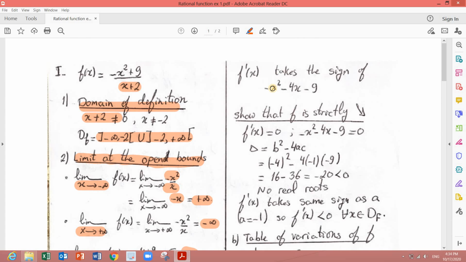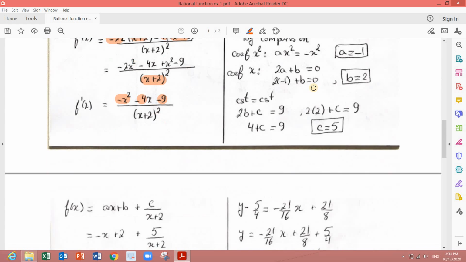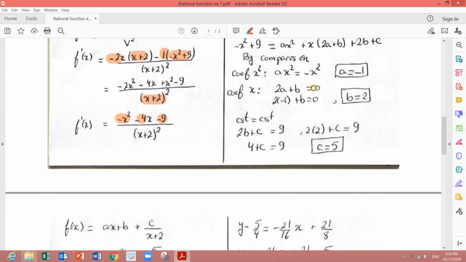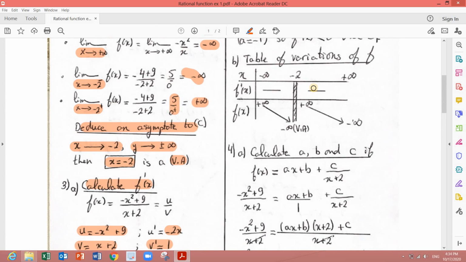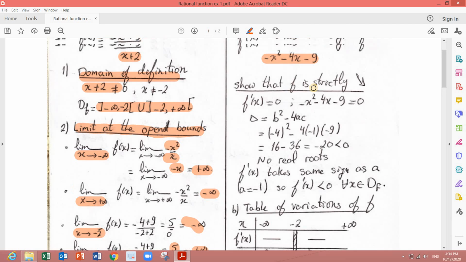So f prime takes the sign of minus x squared minus 4x minus 9, since it is the numerator. Since the denominator is positive, since x plus 2 squared is positive, then f prime takes the sign of the numerator, which is minus x squared minus 4x minus 9. Now we are going to verify or to show that f is strictly decreasing.